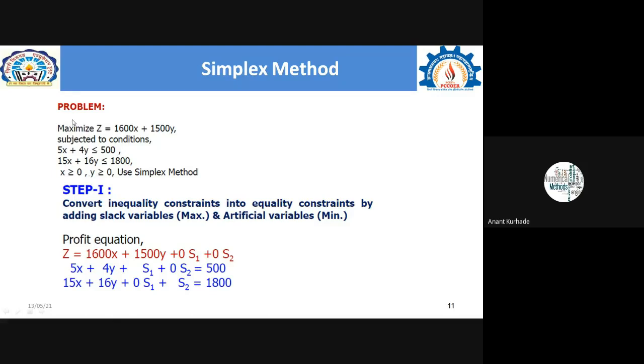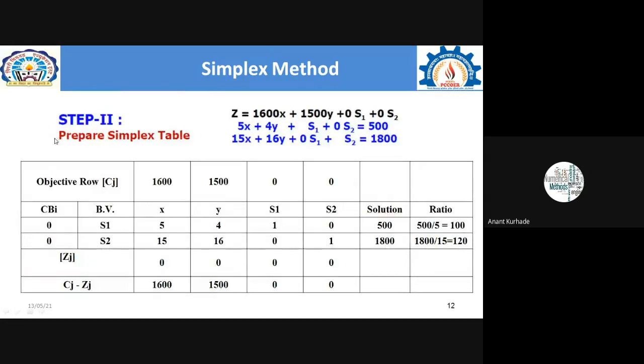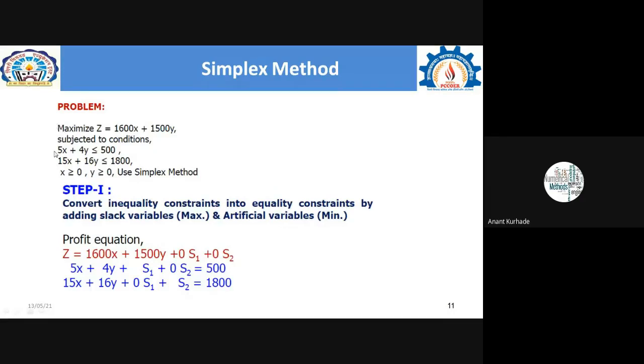That means you have to rewrite the same problem, but by adding slack variables in the objective function and slack variables in the constraint equations. If you write this correctly, then you can get 2 marks.